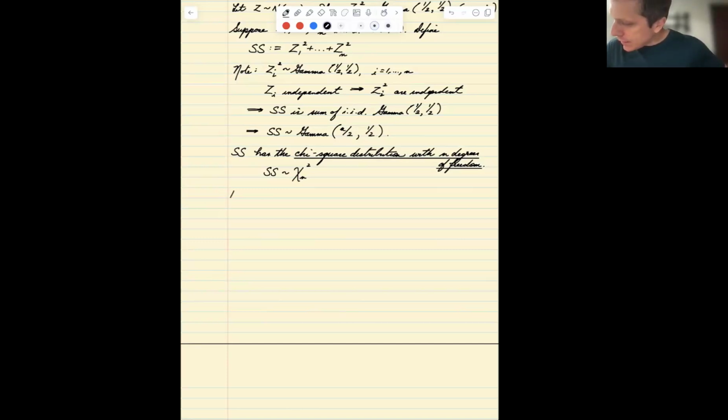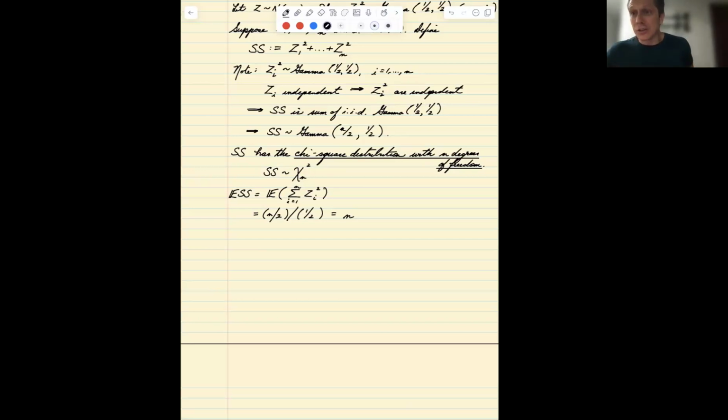The expectation of SS is the expectation of the sum of Zi squared. Each of the Zi squareds is gamma 1/2, 1/2, right? Well, what is the expectation of a gamma? It's alpha over beta. Well, in this case, since it's gamma n/2, 1/2, it's n. Expectation of SS is n.